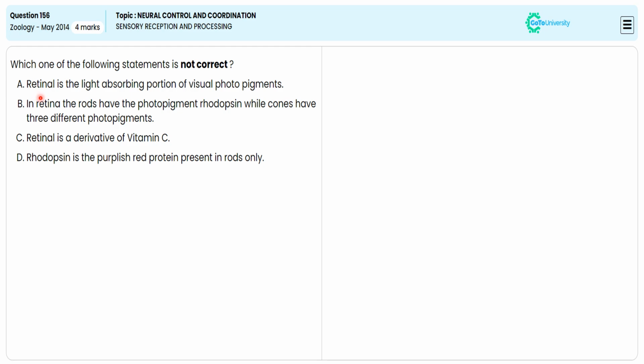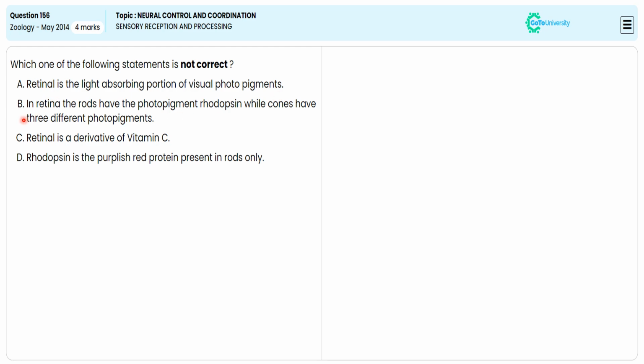Because the statement that the retina is a light absorbing portion of the visual photopigment is correct. Why? Because correct visualization, because of the retinal pigment, is mandatory to cast the image to the neuron so that the appropriate image information will reach the brain for taking the decision. That is the reason why we are avoiding option A.